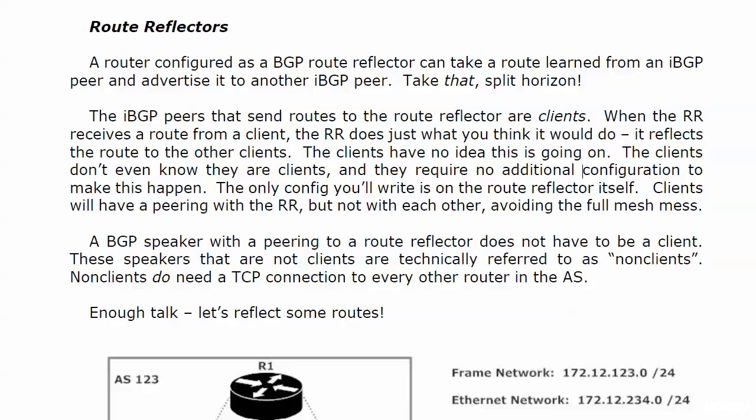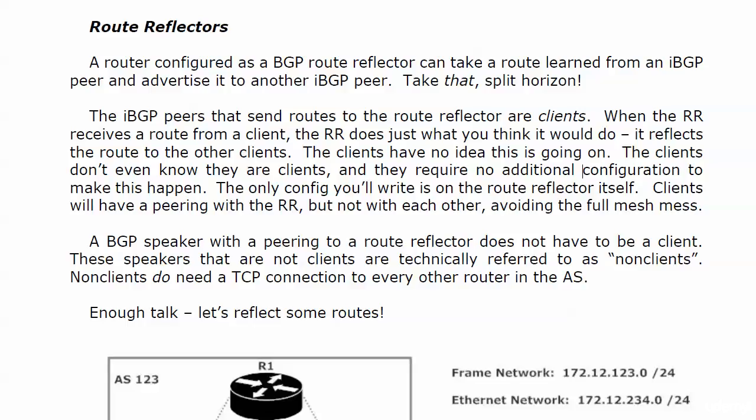The time has come to stop talking about all of these little problems we can have with BGP and split horizon and these restrictive rules, and start solutioning them. And we're going to do that here with route reflectors, because a router that is configured as a BGP route reflector can take a route learned from an internal peer and advertise it to another internal peer.